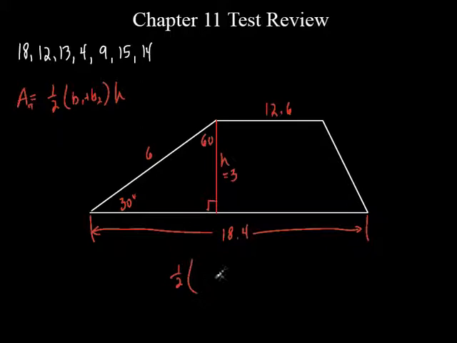So it's 1/2 times the two bases added together, 12.6 plus 18.4, times the height you just found, which wasn't that hard to find, was it? Times 3, stick it in your calculator, and you should get 46.5. Centimeters, so we'll put centimeters squared.